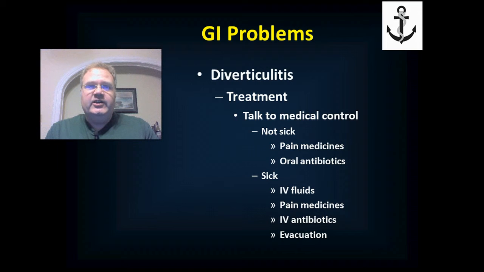But if they're at all sick, again, they can rupture and cause peritonitis, spill pus all throughout the abdominal cavity, and those patients may need surgery. So IV fluids, don't let them eat or drink anything, pain medications, IV antibiotics, and again, that'd be ceftriaxone, probably some oral flagyl or metronidazole as well, and evacuate them.